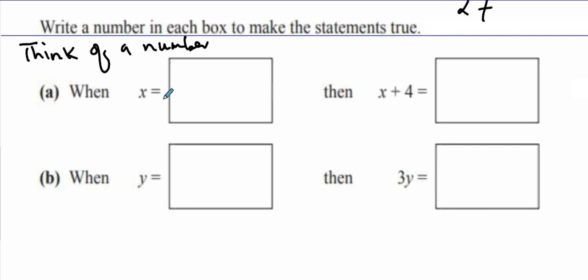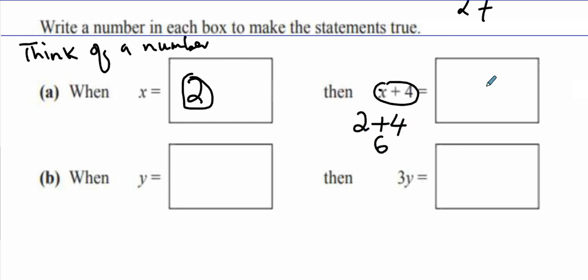Okay. When x is, say, 2, then what is x plus 4? Okay, x equals 2. So where there is x, I write 2. So this is x plus 4, but my x is 2. Now when I add 4, 2 plus 4 is 6. So here I write 6.